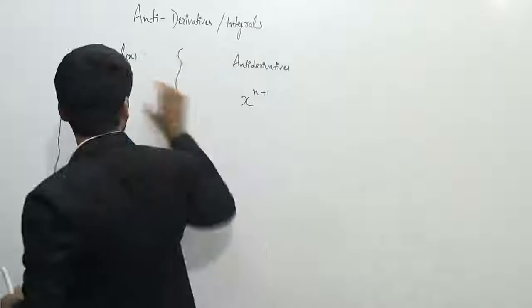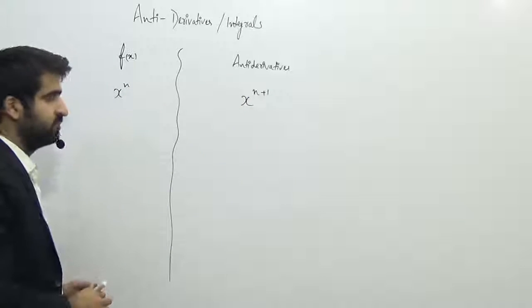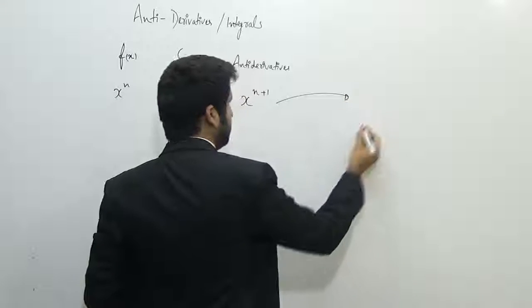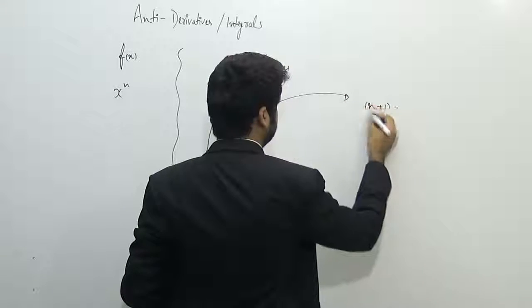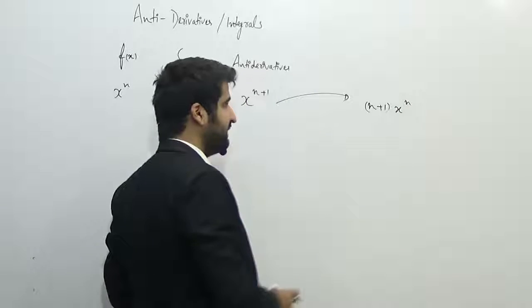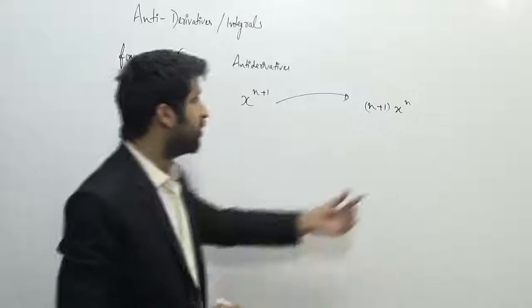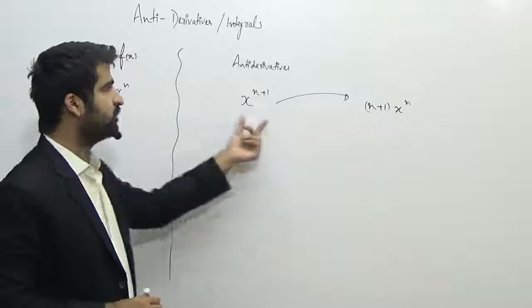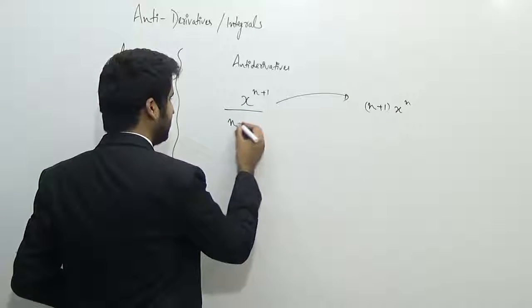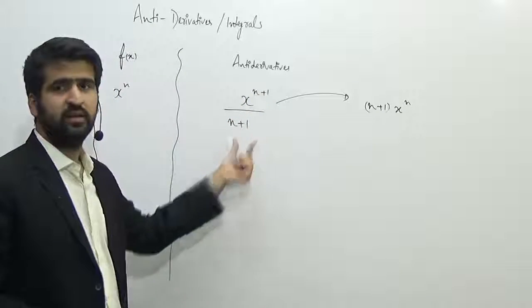Now the meaning of antiderivative is that if we differentiate this, I will get x to the power n. So now you try to differentiate x to the power n plus 1, you will get n plus 1 times x to the power n, right? Now you can see that you want x to the power n, therefore you have to divide this by n plus 1. So therefore the antiderivative of x to the power n will be x to the power n plus 1 divided by n plus 1.